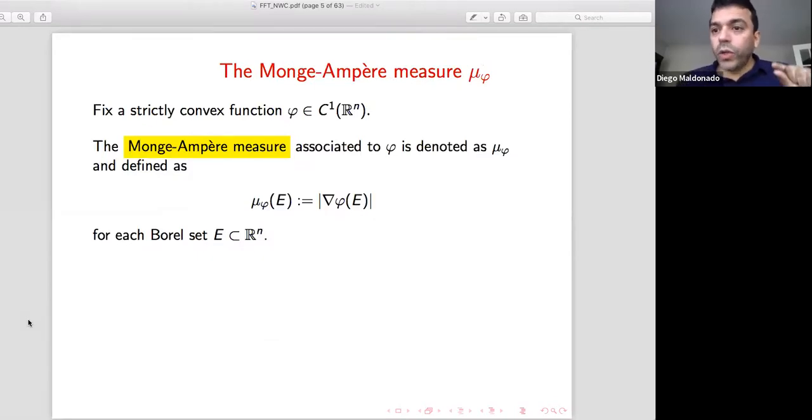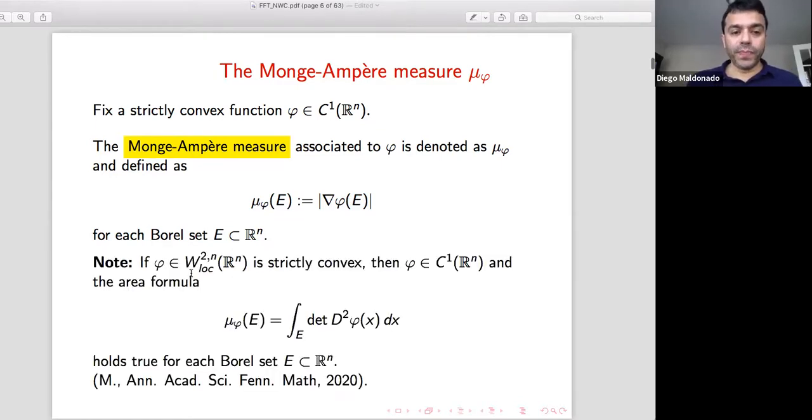Next, we're going to introduce a measure that's associated to this convex function phi. That's very easy because this is what we do. Take a Borel set E, and pass it through the gradient. The gradient of phi goes from Rn into Rn. So you pass the set E through the gradient, and then take just the Lebesgue measure of that. These two bars mean Lebesgue measure. We call that mu phi, the Monge-Ampere measure associated to this phi.